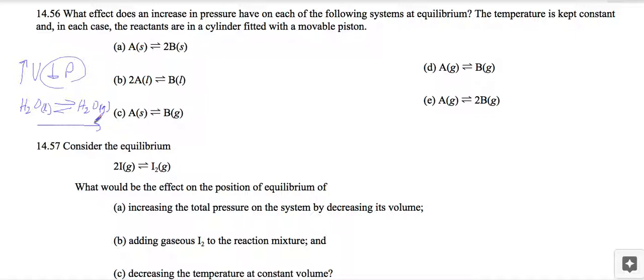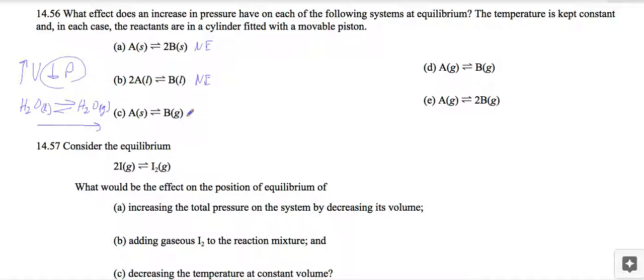Now, if we were to do it the opposite direction, where we increase pressure, it's going to go away from that side. It's going to go towards the liquid or solid. So let's go through these to see if we can apply that. A, no effect, because they're both solids. There is no gas. B, no effect, same reason, no gases.